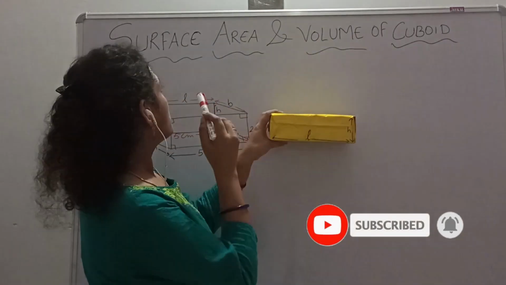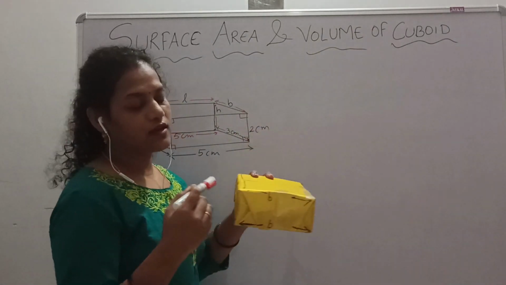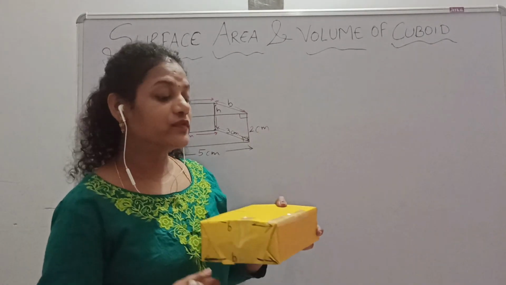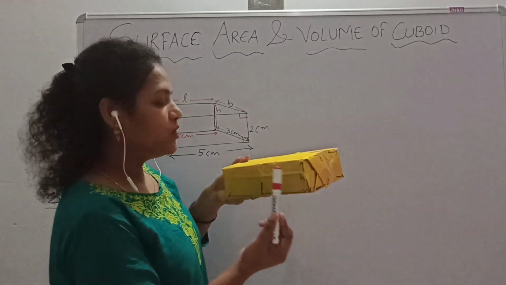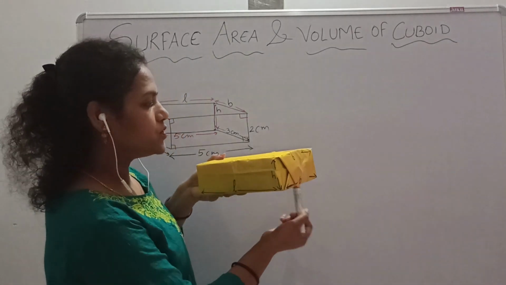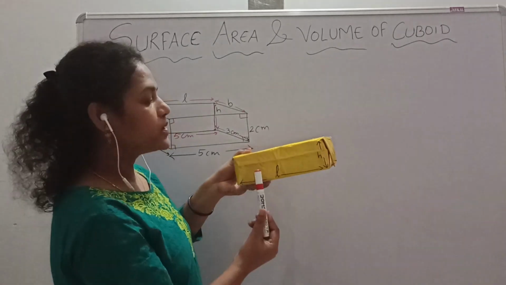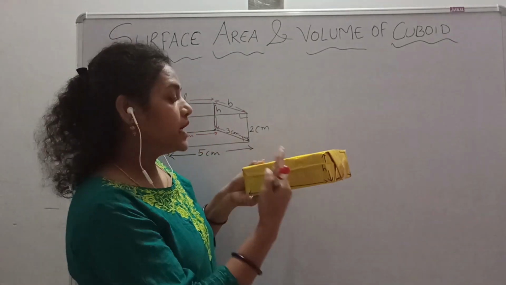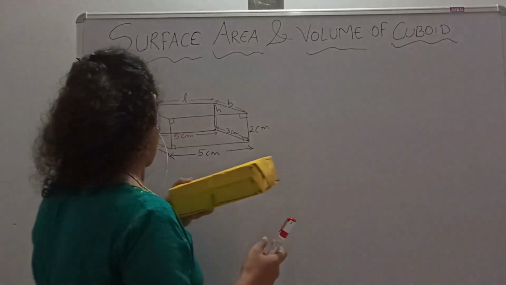Okay, so first I will explain about surface area. Surface area, friends, means the complete sum of the area of six faces. See here, how many faces will you find? 1, 2, 3, 4, 5 and 6. So you can say surface area is the sum of the areas of all six faces.